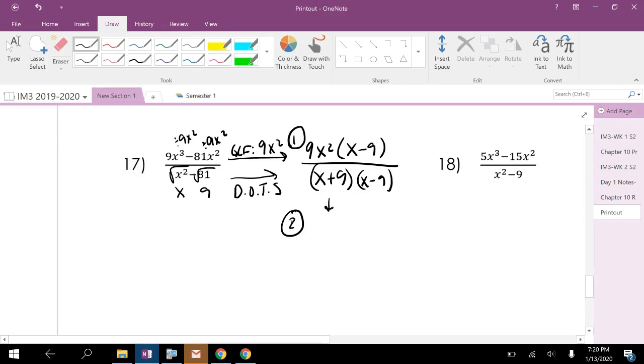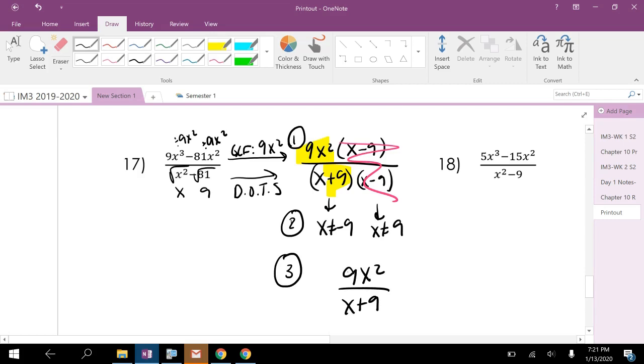Step 2, list the excluded values. X cannot be negative 9 and x cannot be positive 9. Go ahead and cross out what you can, gone, and look what's left over, and we're done. So I have my final answer is 9x squared all over x plus 9. Done.